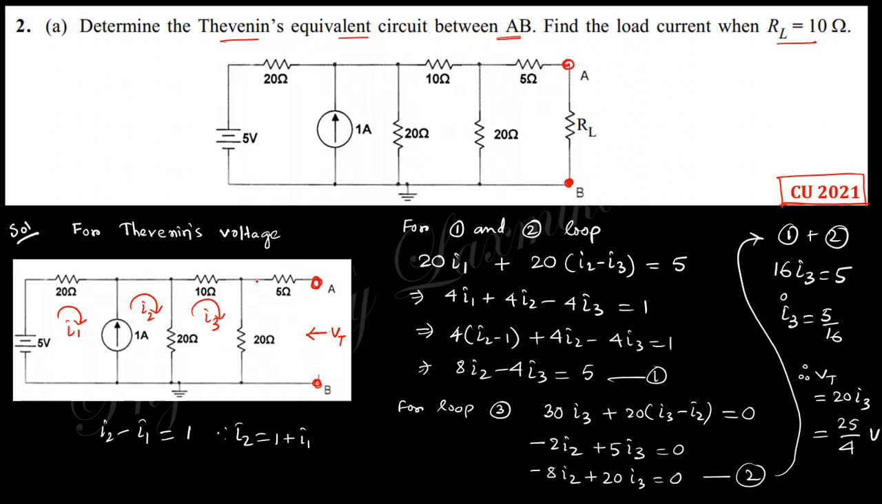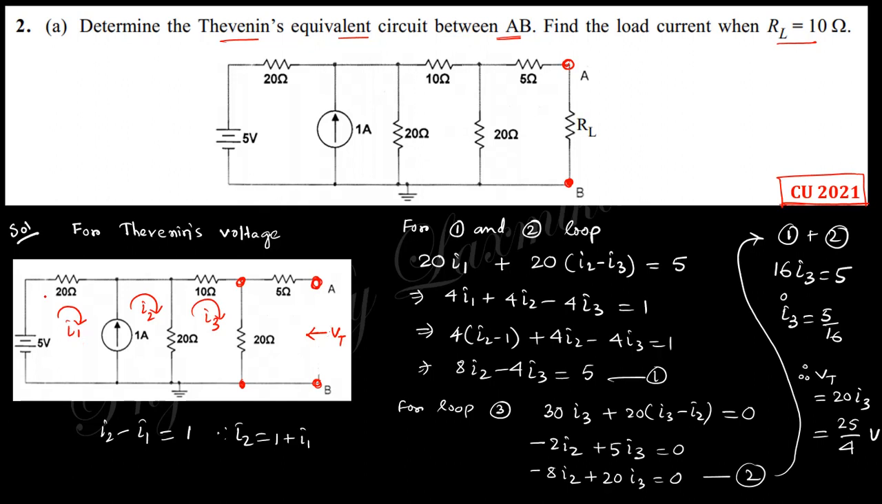Since there is no current, there is no voltage difference across the 5 ohm. So the voltage difference across the 20 ohm is the Thevenin voltage. So you need to find this voltage across the 20 ohm. For that, you can consider the loop currents. In this loop the current is I1, in this loop I2, and in this loop I3.